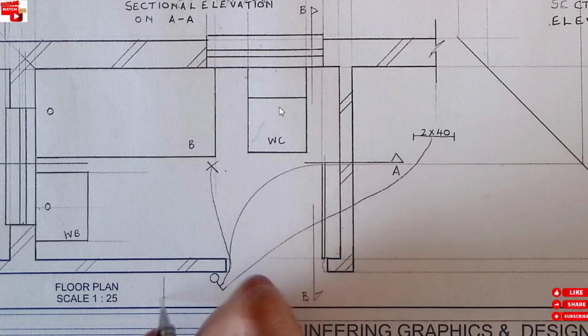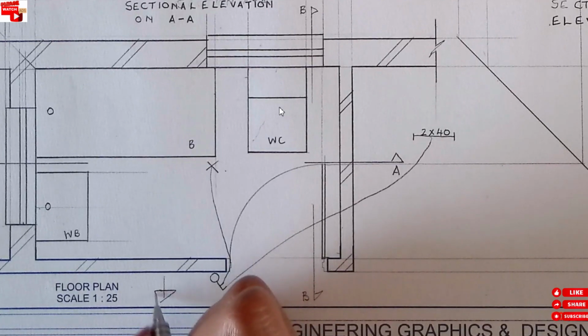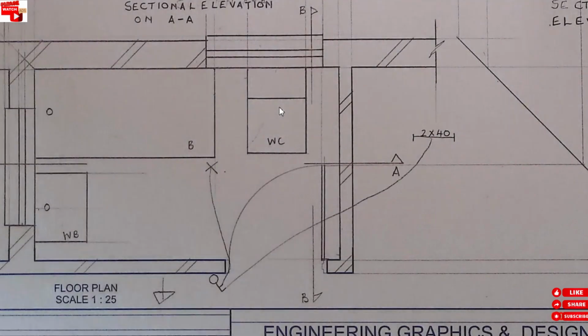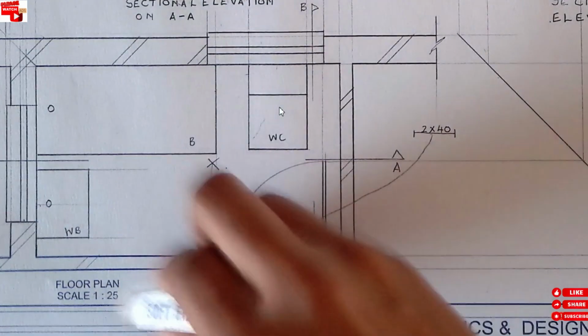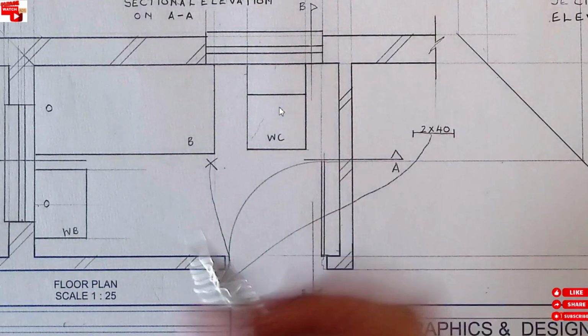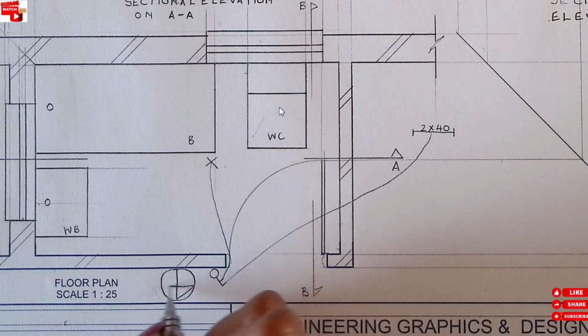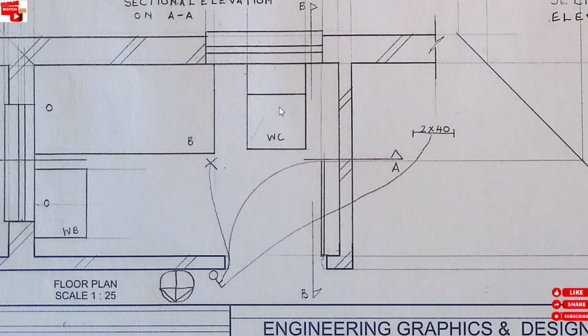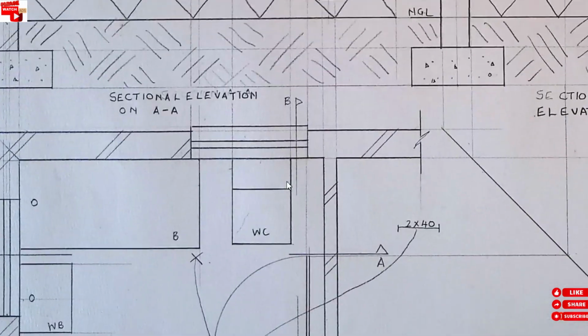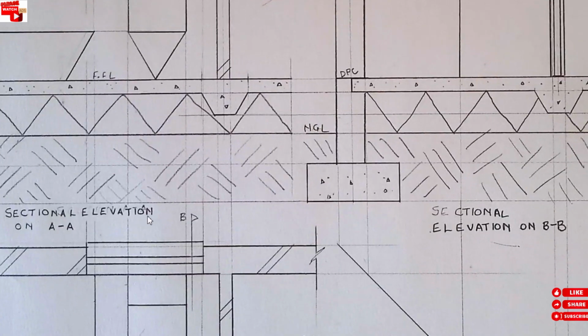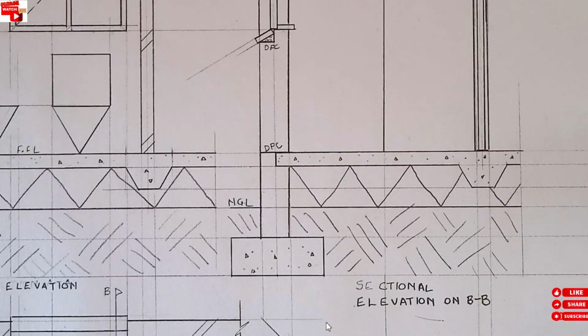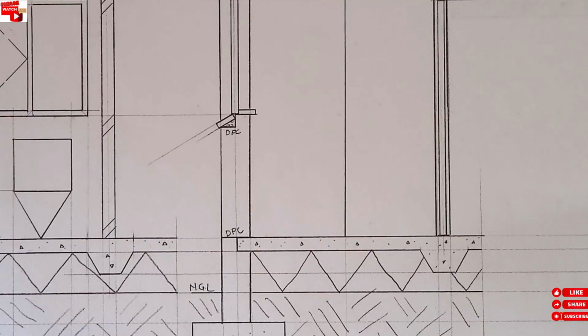You can do it with your set squares. That is actually how you should do it. Then that is your north. The titles and everything has been added. Other than that, the main reason we are here is for the cutting plane BB. And let's go back to that.